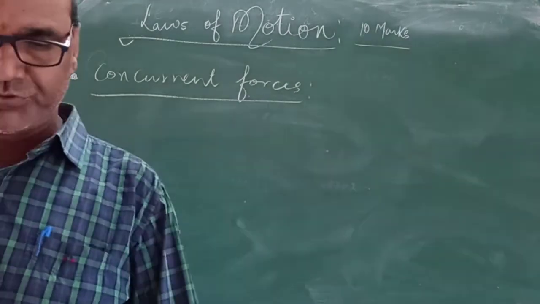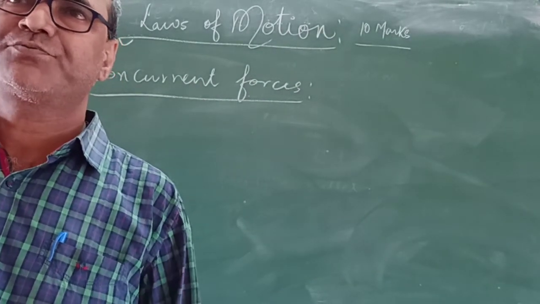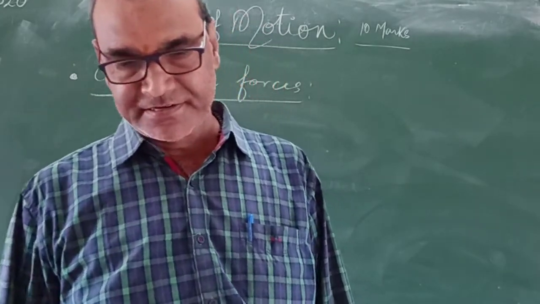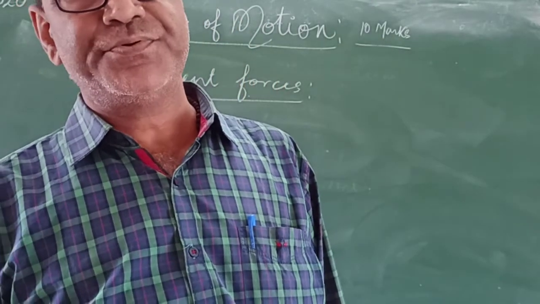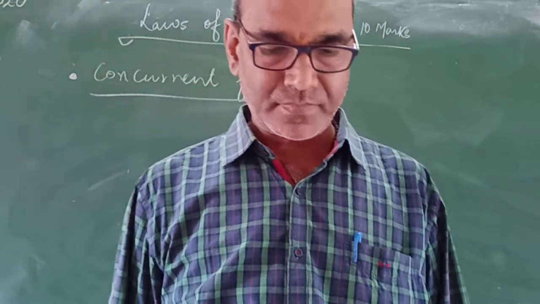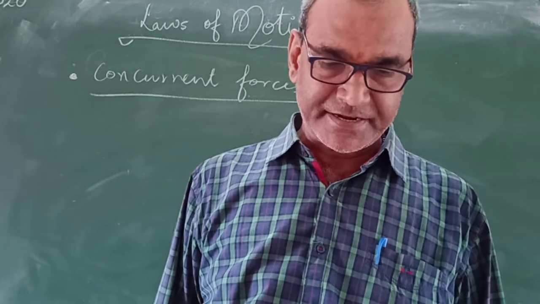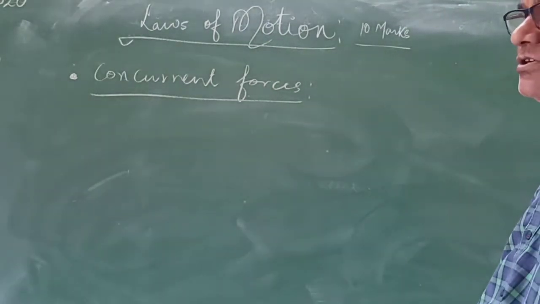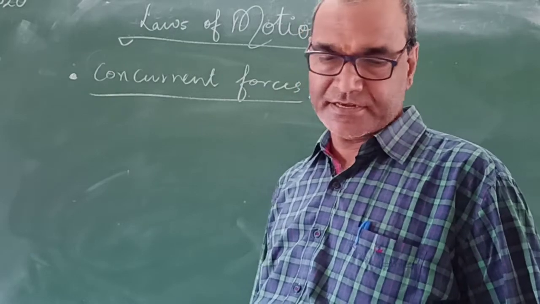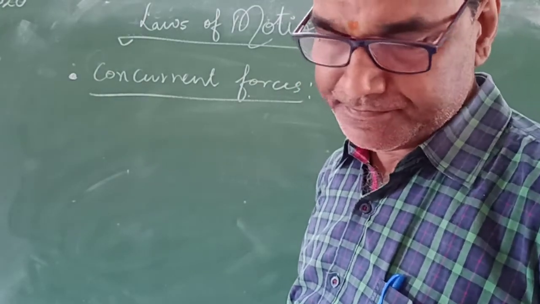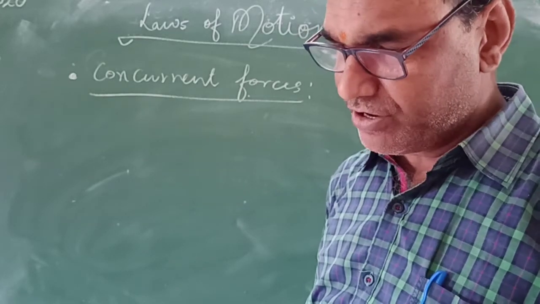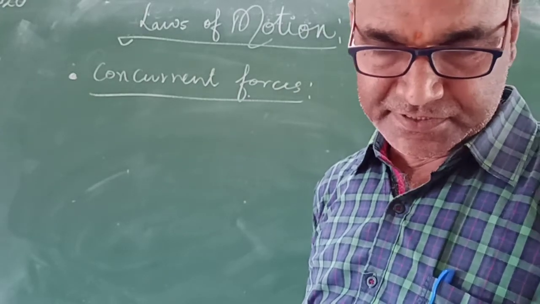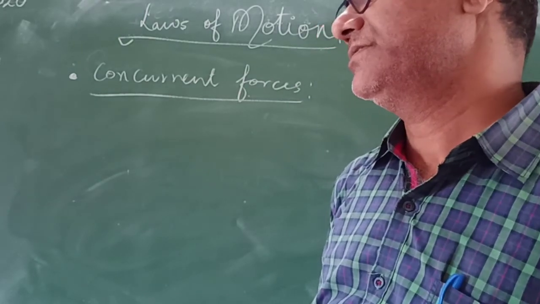All of you note down: the forces acting at a point on a particle are called concurrent forces if the vector sum of these forces is equal to 0. Have you noted? The forces acting at a point on a particle are called concurrent forces if their vector sum is equal to 0. Note it down by yourself.